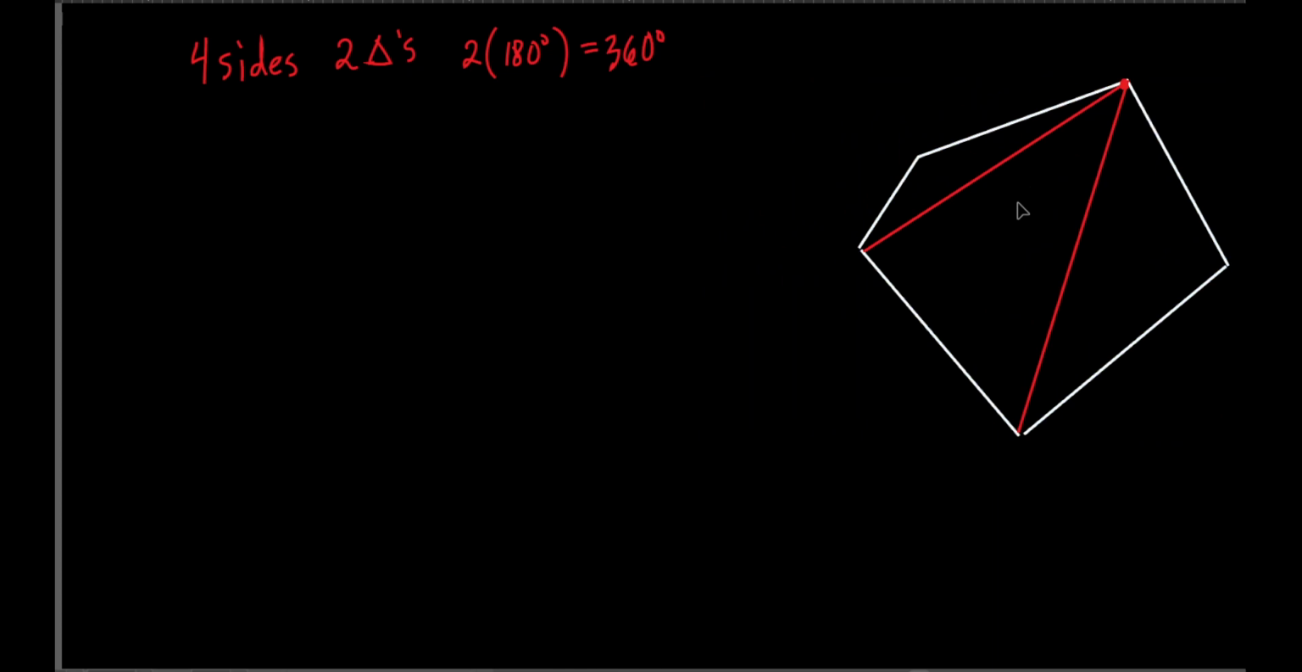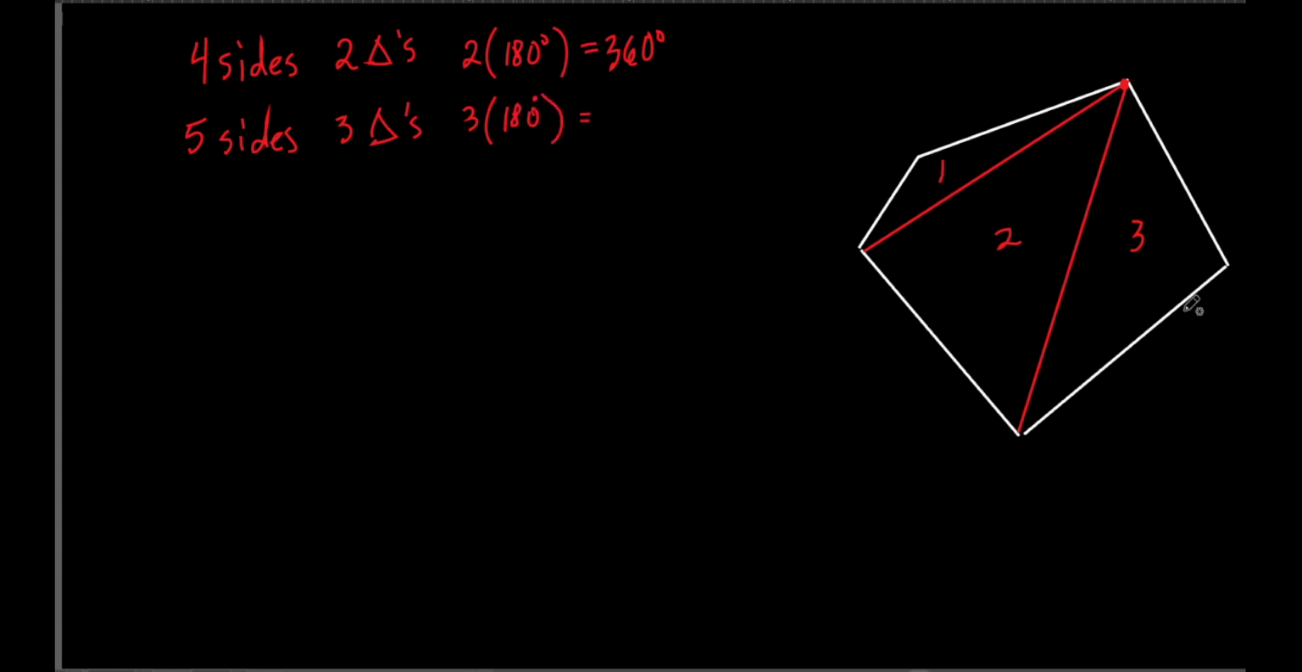Okay, let's take a look. Let's watch. So how many triangles do I have here? I got 1, I got 2, I got 3. So let's go over here. How many sides? 5 sides. Gives me how many triangles? 3 triangles. And what's that? 3 times what? 180. Why 180?